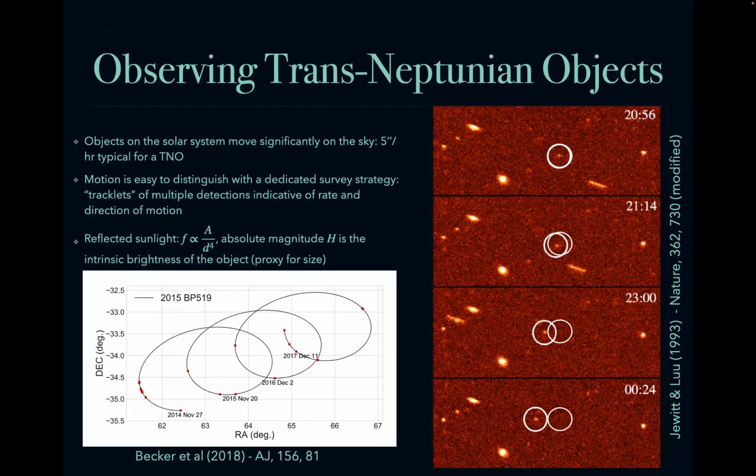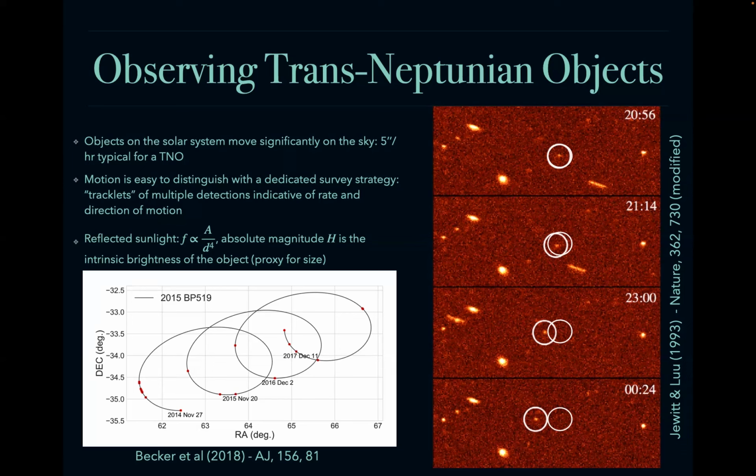So how do we observe these objects? The key idea for any solar system object is that these things move on the sky. For a TNO, they're basically the most distant population. These objects move at about 5 arcseconds per hour. So here on the right are the images of the discovery of Albion in 1992, and you can see that in the span of a few hours, the object visibly moved in the images.